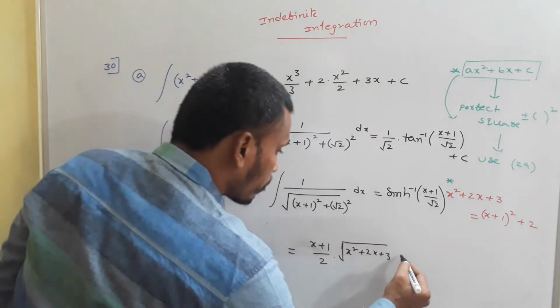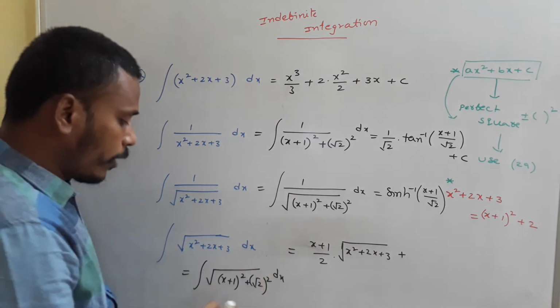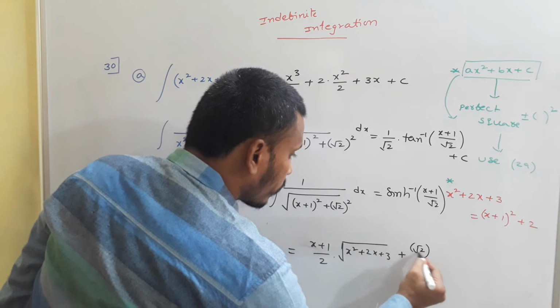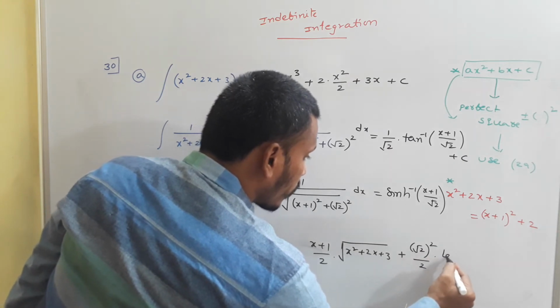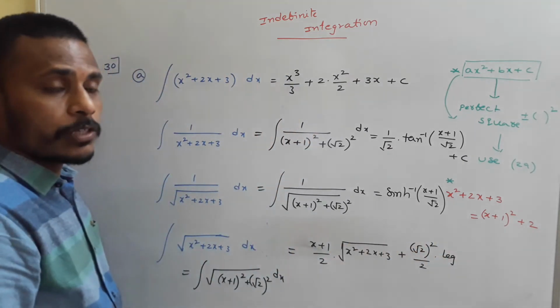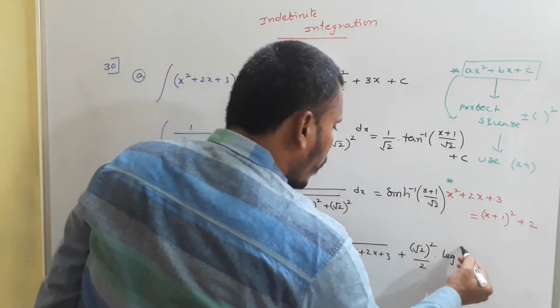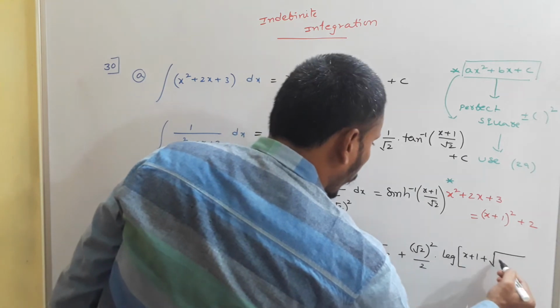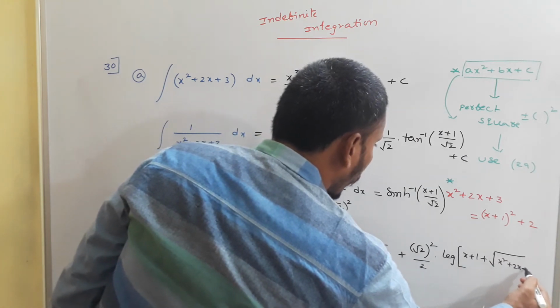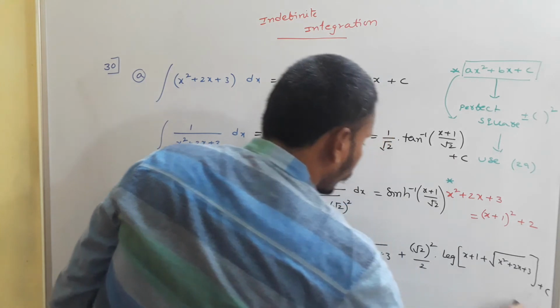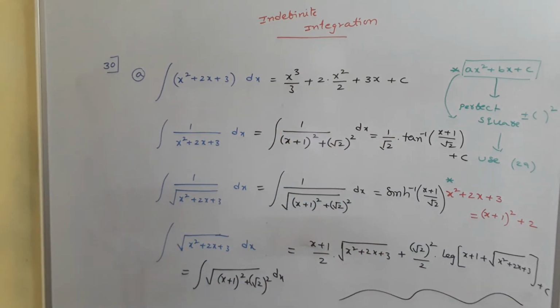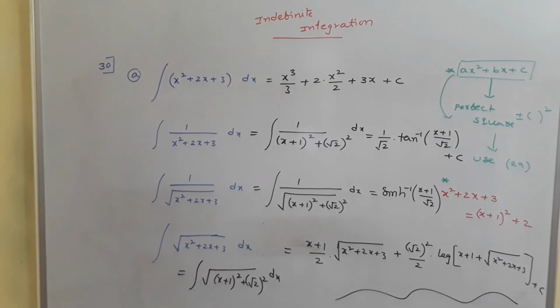Okay, and then plus a square by 2. What is a square? Here it is root 2. Root 2 square by 2 into, either you may write sin h inverse of x plus 1 by root 2, or you may write logarithm of x plus 1 plus again the total root content, x square plus 2x plus 3, plus c. Just observe this. I will give you 1 or 2 problems and then I will conclude it.